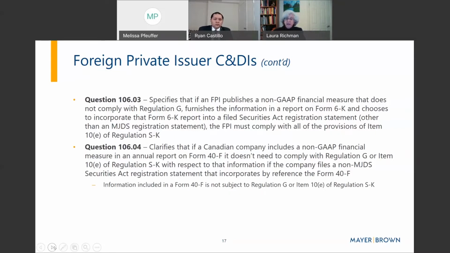And on the other hand, if a Canadian company includes a non-GAAP financial measure in an annual report on 40-F, it doesn't need to comply with either Reg G or 10(e) if the company files a non-MJDS Securities Act registration statement that incorporates the 40-F. In that circumstance, the staff noted that the information included in the 40-F isn't subject to Reg G or Item 10(e).